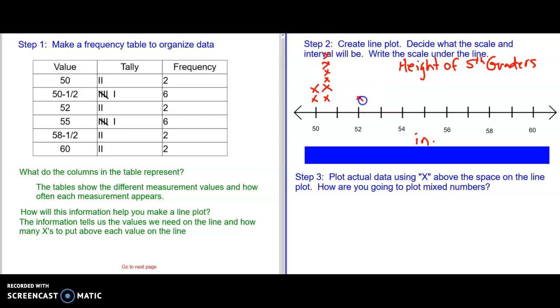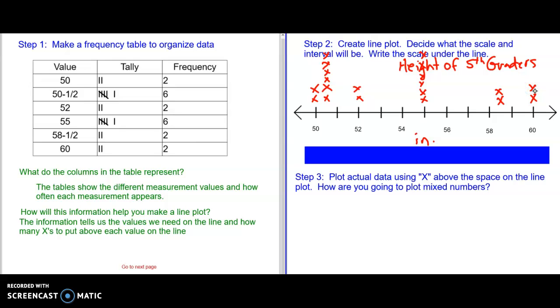And then I go to 52 and I plot 2 X's. 55, I need 6 X's. So we have 54, 56, 55 is right in the middle. So I need 6 X's there. 1, 2, 3, 4, 5, 6. Sorry about that. It's going right through my title. 58 and a half, I need 2. So I have 56, 57, 58, 59, 58 and a half is going to be right here in the middle. So I'm going to put 2 floating above that empty space. And then at 60, I need 2 more.